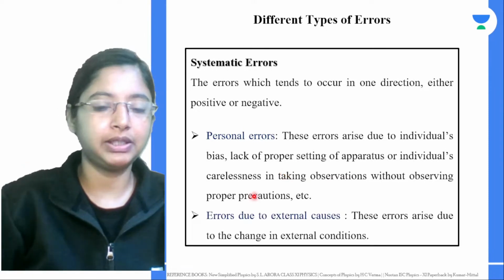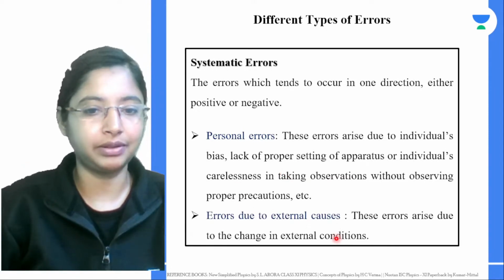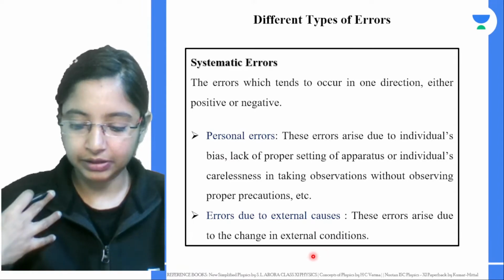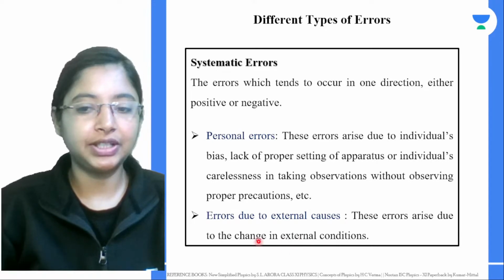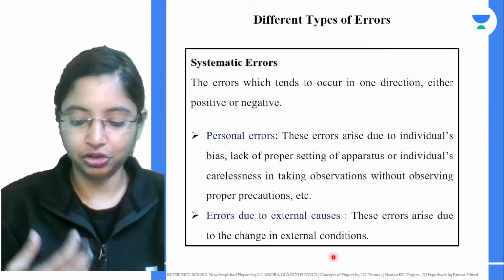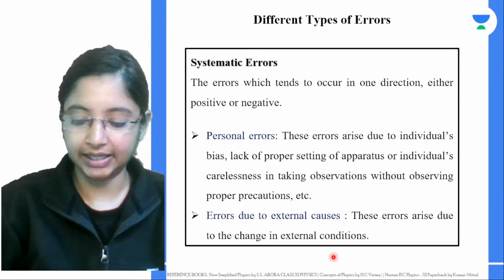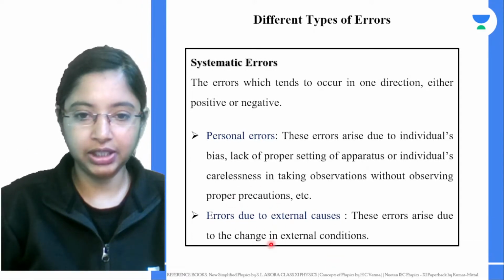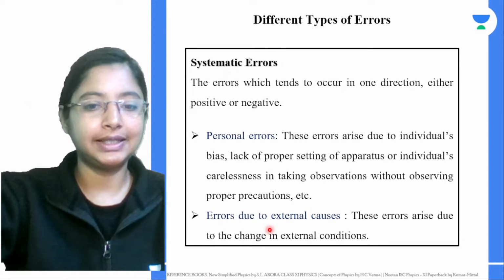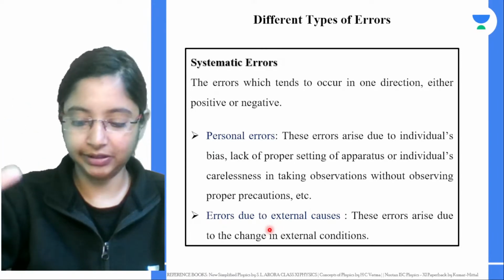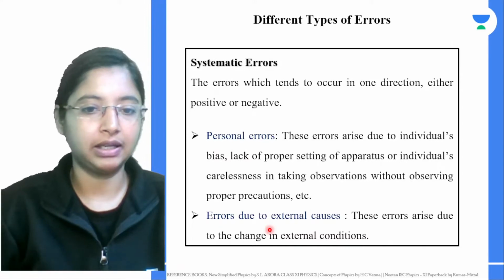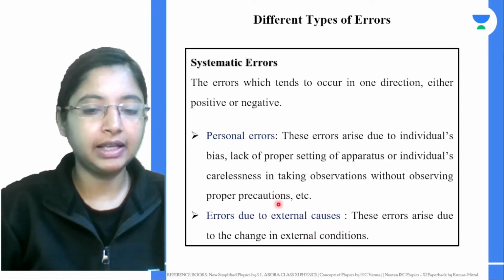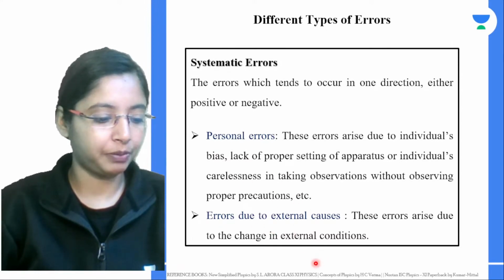The last one in the systematic errors is errors due to external causes. These are because of external causes, like when you're doing an experiment, there could be an error because of a change in temperature, pressure, or wind, etc. Let's say you are using a scale, and because of the heat there is an expansion in the scale. Then there is a possibility of an error.